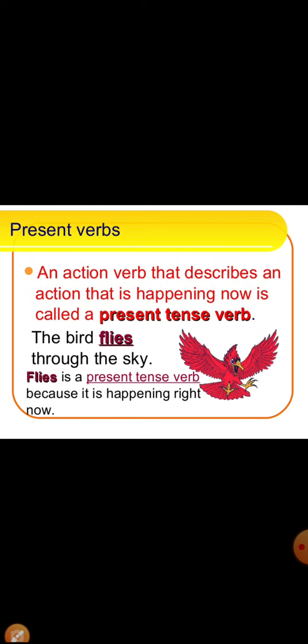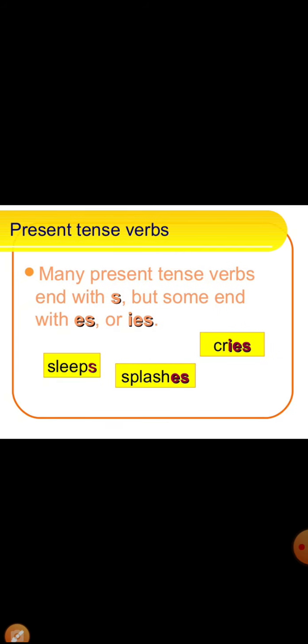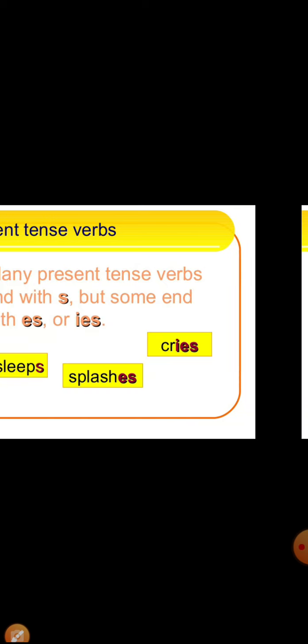Present verbs, you all know, that describe an action that is happening now, are known as present tense verbs. The bird flies through the sky. Flies is a present tense verb because it is happening right now. Present tense verbs end with s, but some end with es or ies, like sleeps, splashes, cries. Present tense verb tells you that the action is performing or happening right now.